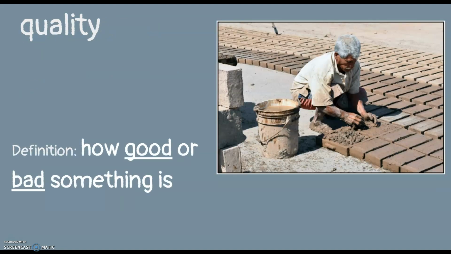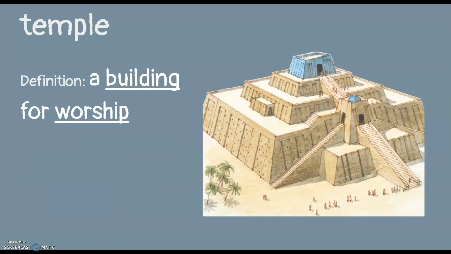Okay, quality, how good or bad something is. Talking about quality of life, access to resources, paid. We'll talk about corvée labor. We'll do some writing on corvée labor. Not paid. Not you, but the corvée labor.